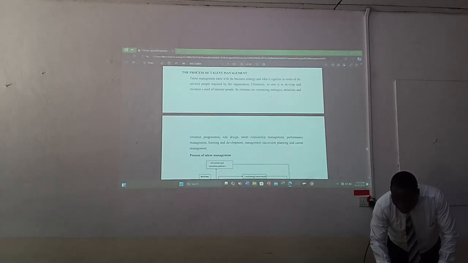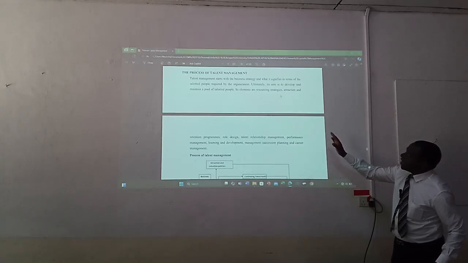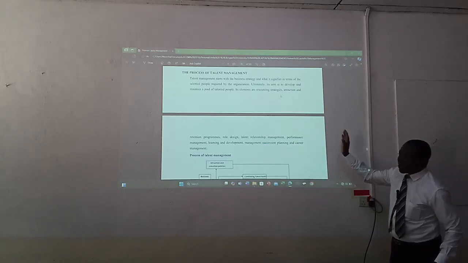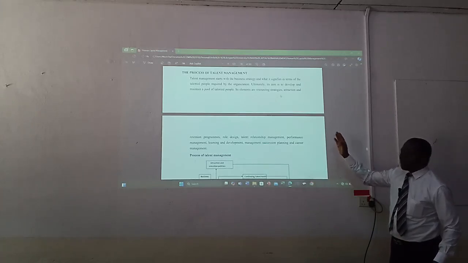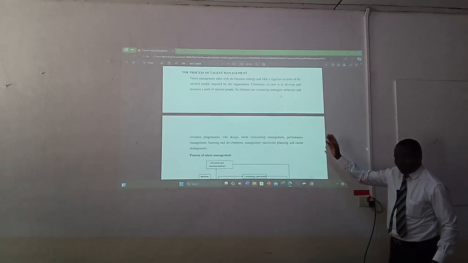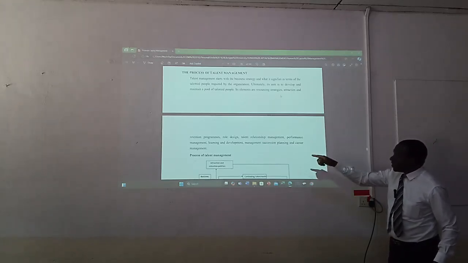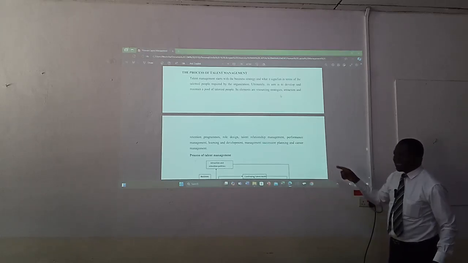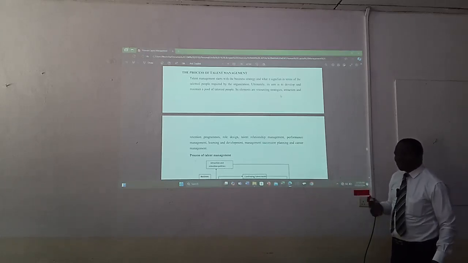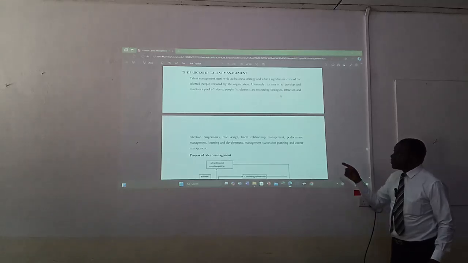So it starts with the element of resourcing strategies. For you to manage talent, it starts with resourcing strategies. It starts from there, and then attraction and retention. One cannot remain in the organization until you attract him. And then role design. If this one is a mechanic, and you simply give him a job of a driver, it can't work. This one must be given the right job.